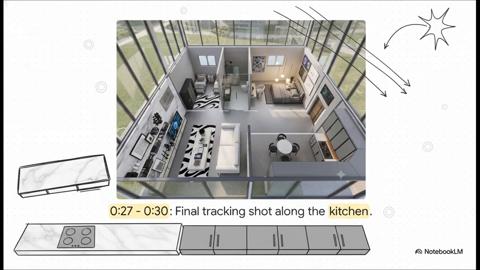And for our grand finale, seconds 27 to 30, we wrap up with a final tracking shot, sliding right along the kitchen. We pass the honed marble countertops, the stovetop, and the soft matte cabinetry. As the clock hits 30 seconds, the camera gracefully pulls back into a closing wide shot, giving us one last, amazing look at this bright, airy, Scandinavian-inspired loft.